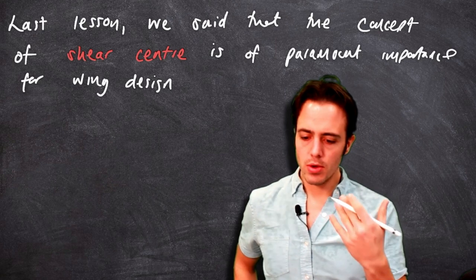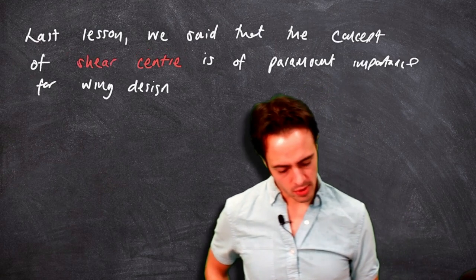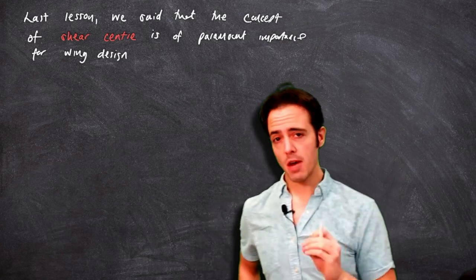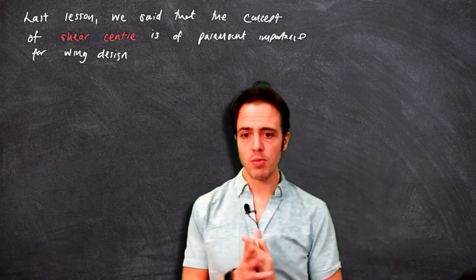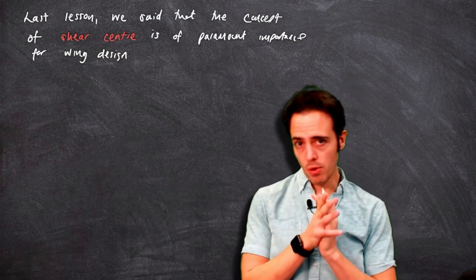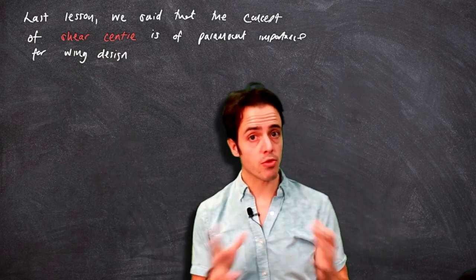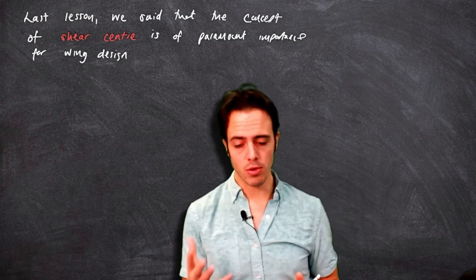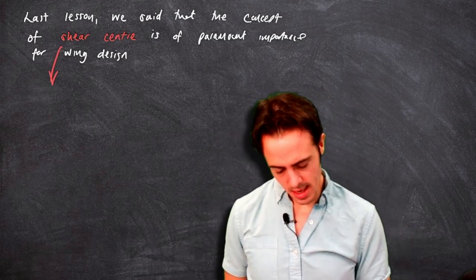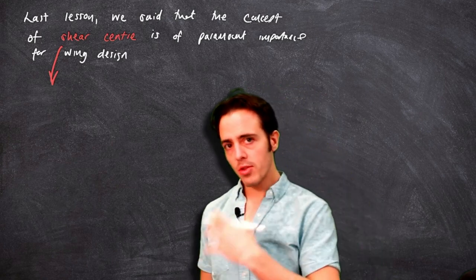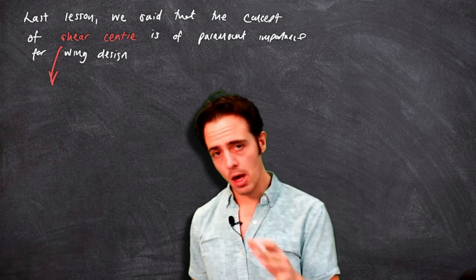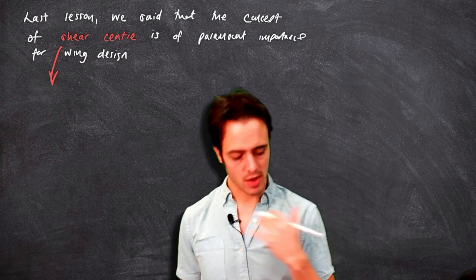So let's have a think about how we're going to go any further with this. I'm going to introduce something today called shear flow, because we obviously need to understand how we determine shear center, and we're going to do that for thin-walled sections or thin-walled structures using something called shear flow. So let's just remind ourselves what the shear center means. This is the point within a two-dimensional section at which, if we apply a point load, only a bending results and no torsion.